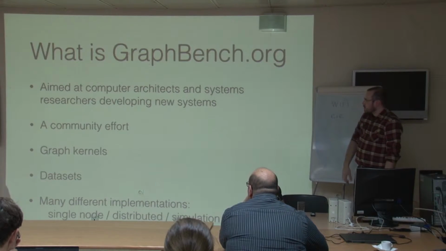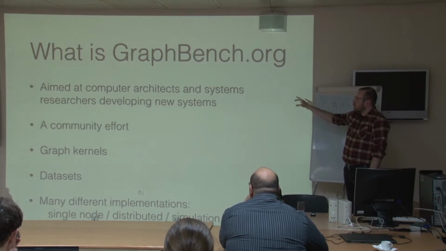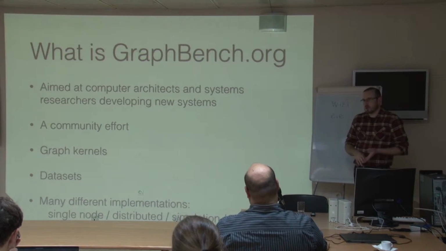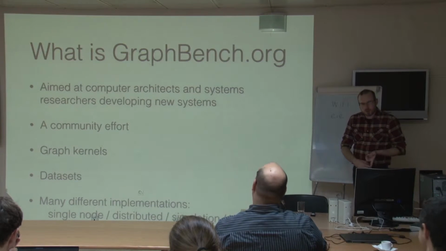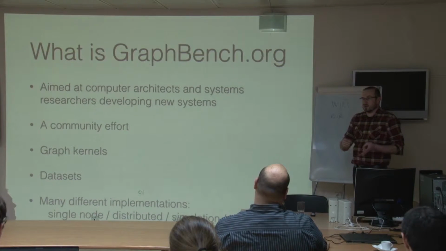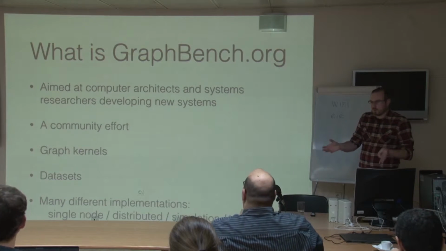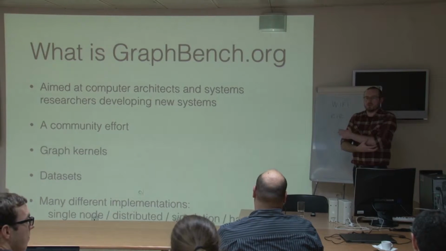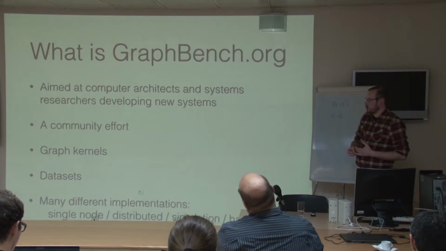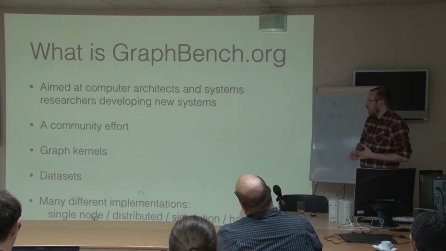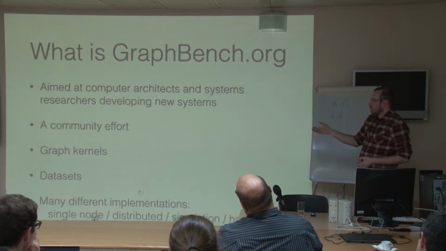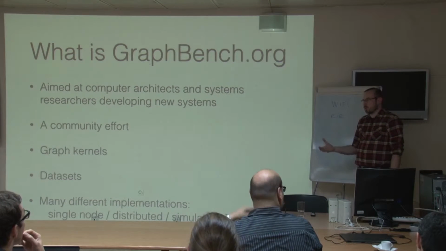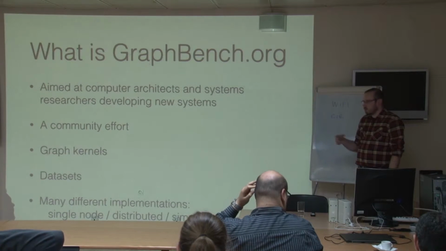So GraphBench. The idea here is to help out computer architects and systems researchers who are working at a very low level. So we want to support things that might be running on a single node in a cluster, might be running on multiple nodes in a cluster, might be even running on an accelerator somewhere on some sort of FPGA-based thing, which makes it much more challenging to provide some sort of set of reference implementations that actually make sense across all of these things. Our goal is to gather together simple graph kernels that could be implemented on all of these platforms, as well as data sets that can be used to evaluate these things. And we're trying to do this as a community effort.